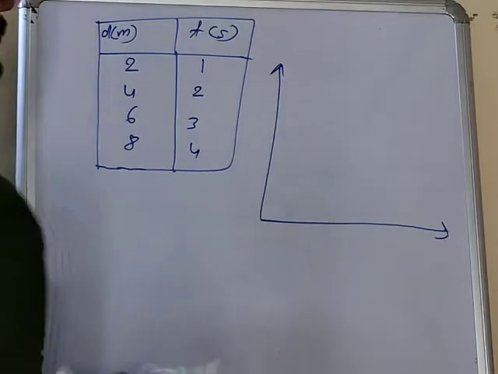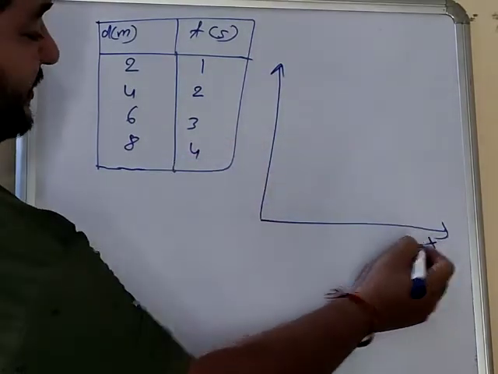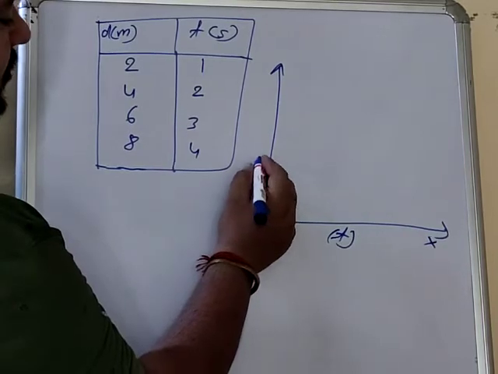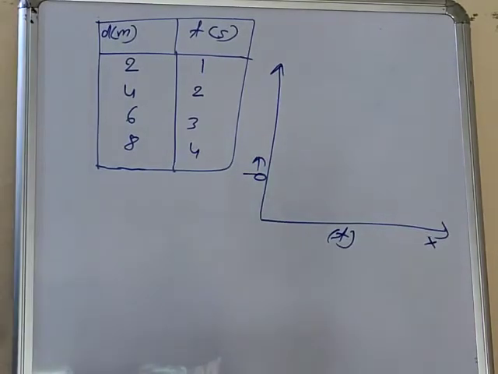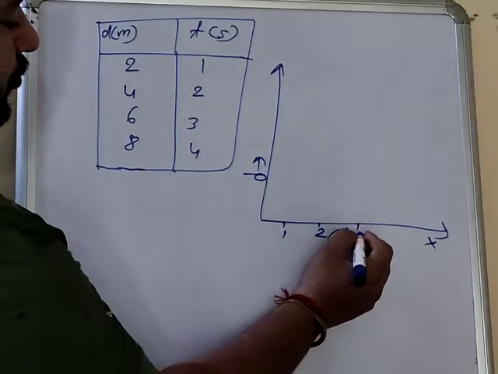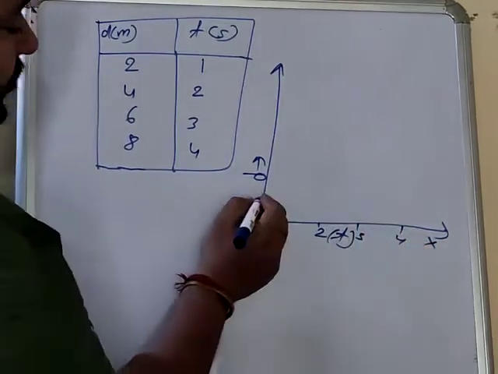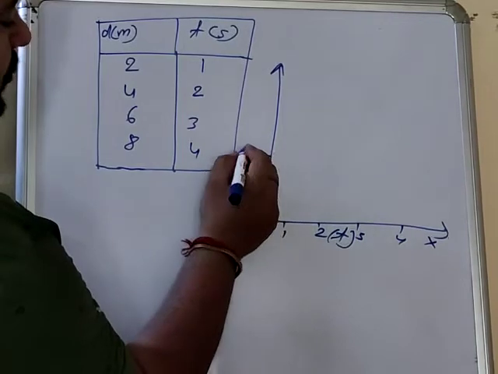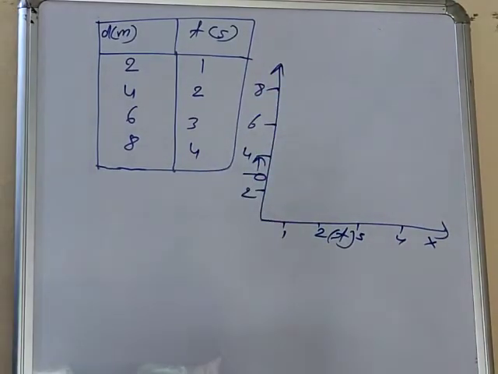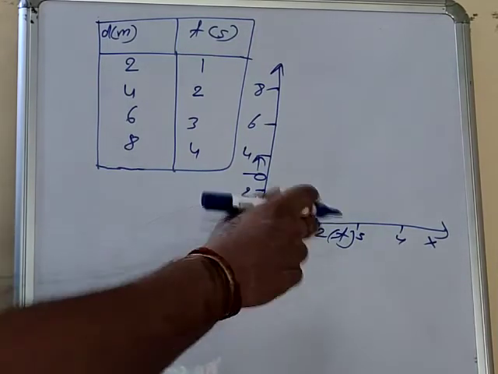Always take time on x-axis and distance on y-axis. So first write the numbers 1, 2, 3 and 4. Here 2, 4, 6 and 8. A similar graph is given in figure number 8.3. You can see from there.